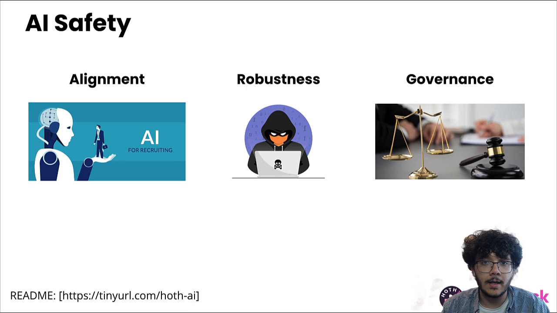Robustness just means the AI is doing things correctly and doing its job, so it's not susceptible to hacking and is able to correctly predict what it's supposed to predict. And then governance just means we humans are able to make laws that regulate the safety around AI, so people can't abuse it and do things that they're not supposed to.